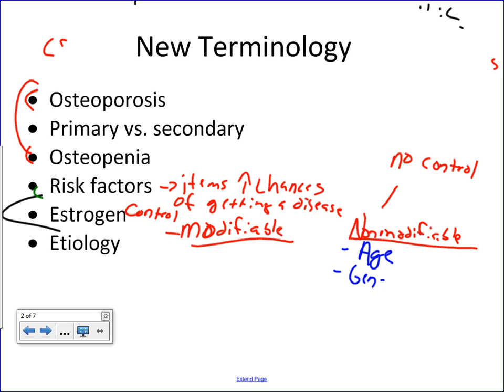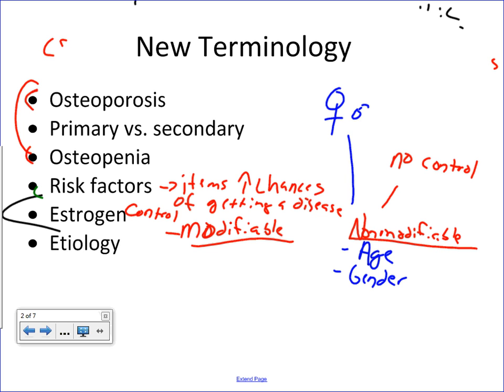Gender. There's nothing you can do about that. Physiologically, you are who your gender is. Certain genders are more susceptible to certain diseases. For example, we're talking about one right now. Osteoporosis is much more prevalent in women than men, and I mentioned why earlier, because of menopause.